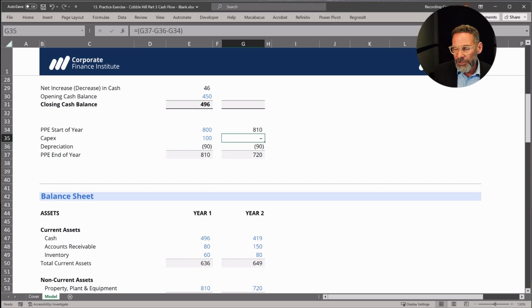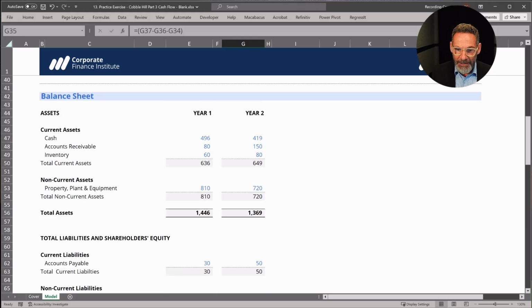But I always like to check to make sure it's working. So I'm going to destroy the balance sheet just for a second, and then we'll restore it. What I want to do is say, okay, well, that's because there's 810, there's 720. We know that depreciation was 90, which is why we know there was no capex.